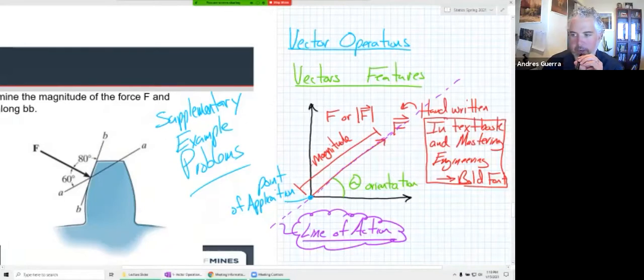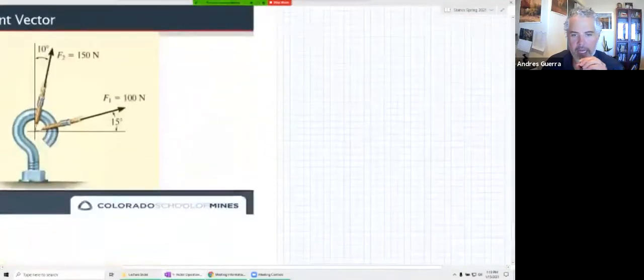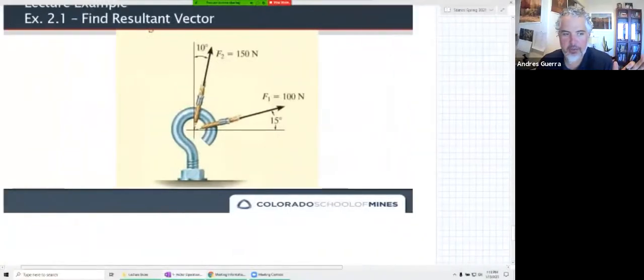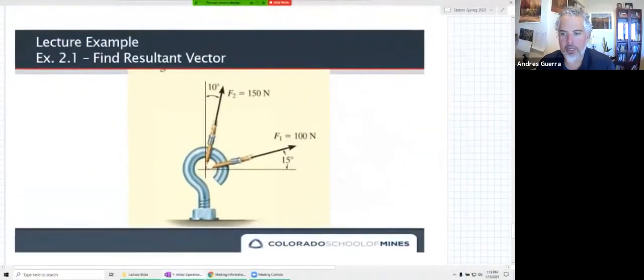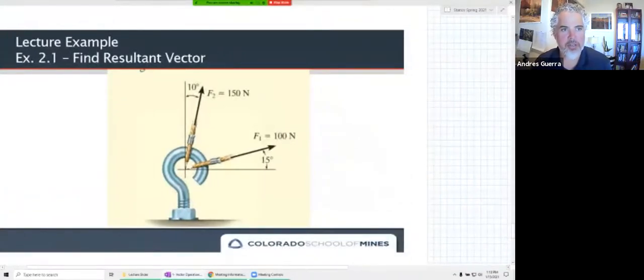Okay, just making sure everybody's got everything written down here. I usually like to scroll left to right so that I don't have to wait for people and you can still see what we wrote up last time. So this is our lecture example. What we're doing in this one is we're asked to find the resultant vector. We have two forces, an F1 and an F2, and we're asked to find the resultant force of those two.